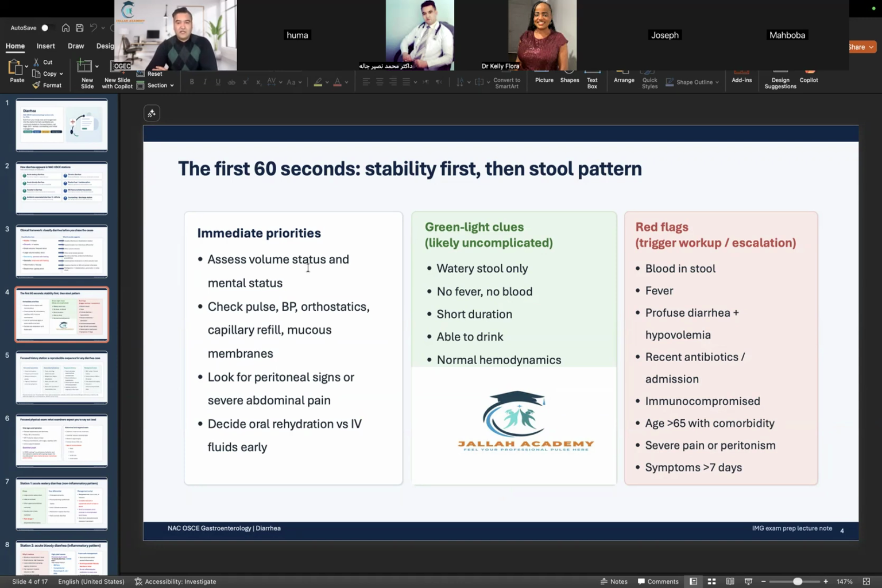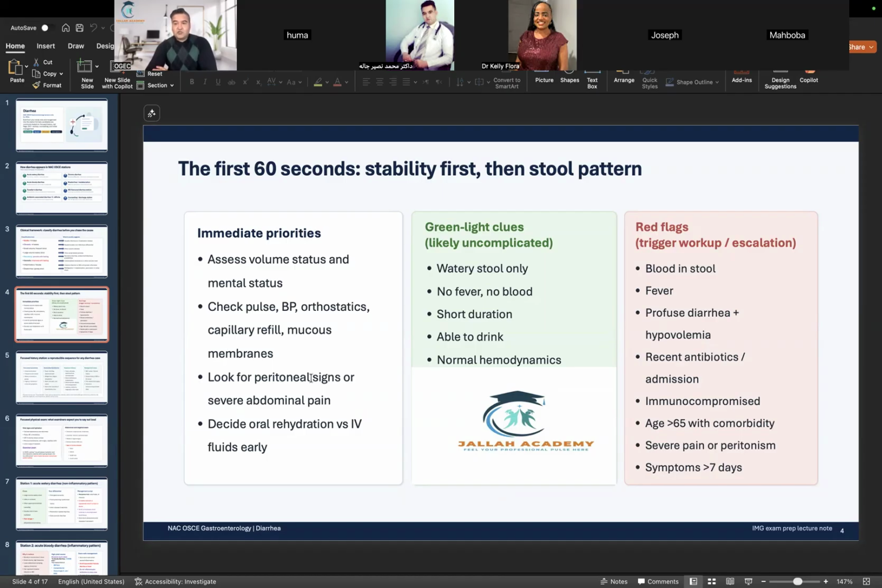Any diarrhea, any vomiting in the hospital will present with dehydration. So volume status and mental status should be number one on your list. Check the pulse, blood pressure, orthostatics, capillary refill, mucous membrane. Look for the peritoneal sign. You cannot miss it. You cannot afford to miss it, please, because this is very important.